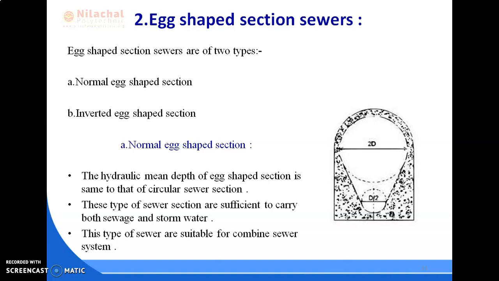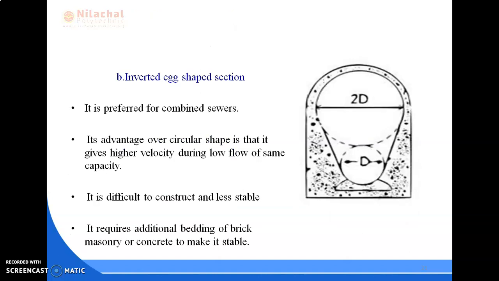Combined, separate, partially separate: we have already discussed these in previous lectures. This is the figure of the normal egg-shaped section. Then there is the inverted egg-shaped section. It is preferred for combined sewers. It is also preferred for combined sewerage system.